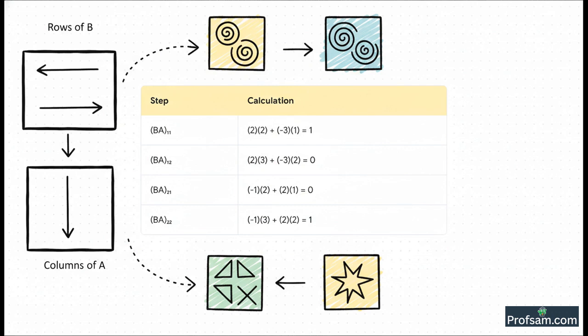Looking good. Now first row of B, second column of A. 2 times 3 plus minus 3 times 2. That's 6 minus 6, which is 0. Okay. Second row of B, first column of A. Minus 1 times 2 plus 2 times 1. That's minus 2 plus 2, which is 0. And the last one, minus 1 times 3 plus 2 times 2. That's minus 3 plus 4, which gives us 1.